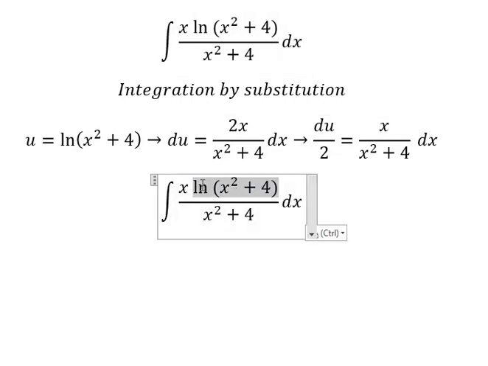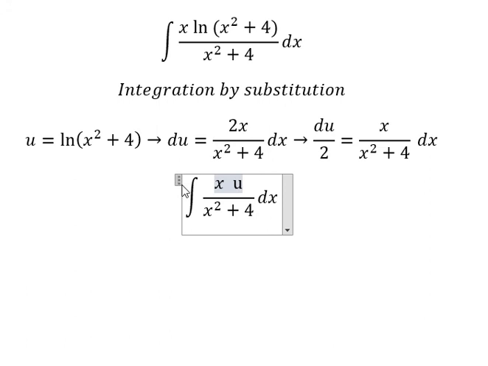So this one we change by u. x over x squared plus 4 dx we change by du over 2.